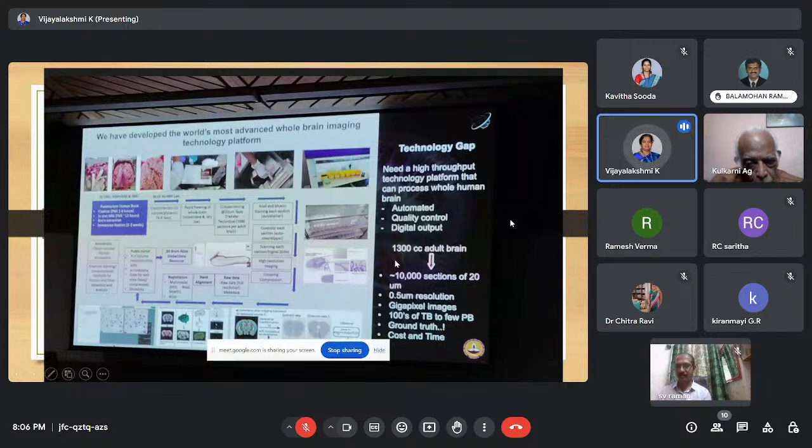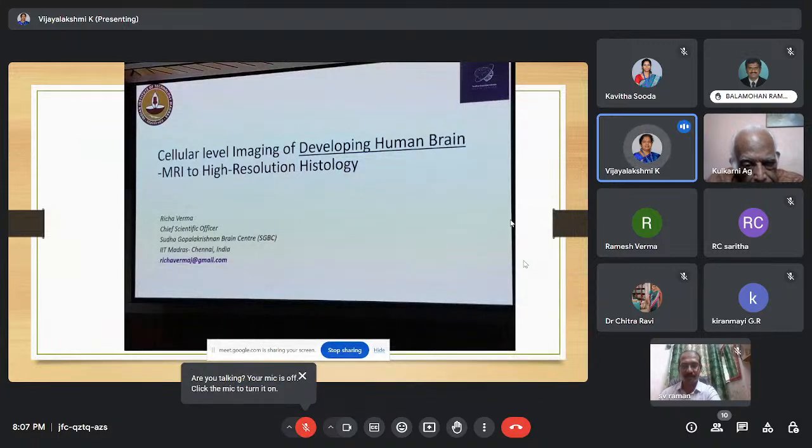And the human brain is a 1300 cc adult brain. What they have done is 10,000 sections of 20 micrometers, with a resolution of 0.5 micrometer, gigapixel images, hundreds of terabytes to petabytes, and ground truth, in terms of cost and time, what they have achieved. Very good research is going on, and this technology will be released by next year. That's what they claimed.